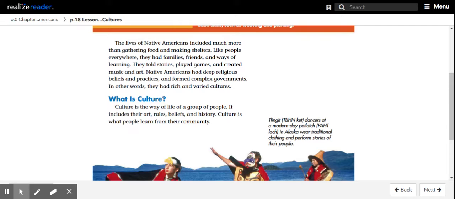What is culture? Culture is the way of life of a group of people. It includes their art, rules, beliefs, and history. Culture is what people learn from their community.